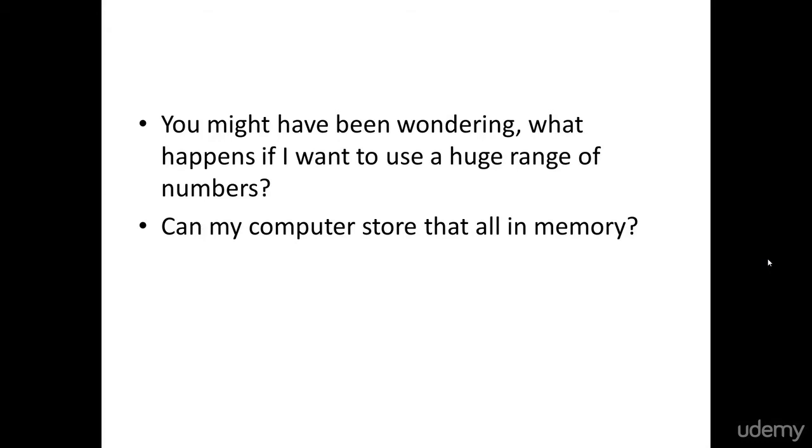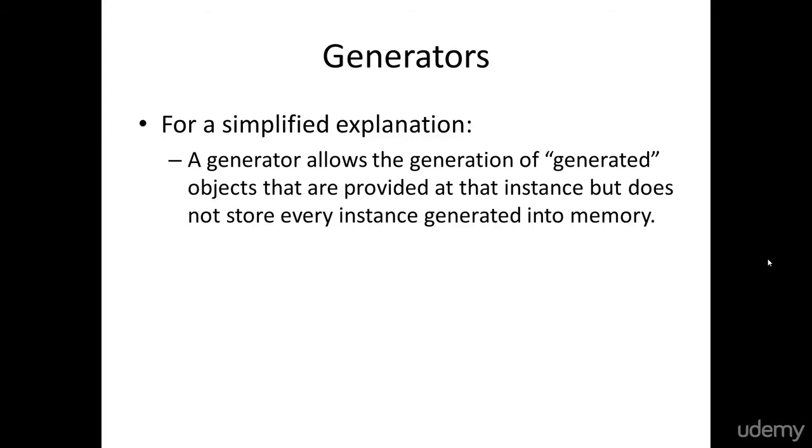That's where generators come in, and we'll have an entire section devoted to generators, but right now I'm just going to give you a sneak preview and a quick explanation of what they are. You can think of a generator as allowing the generation of objects, sometimes called generated objects, and they're provided at that instance, but it doesn't store every instance generated in memory. So if you use a generator for creating that output of numbers, you wouldn't have to store each single one of those numbers.